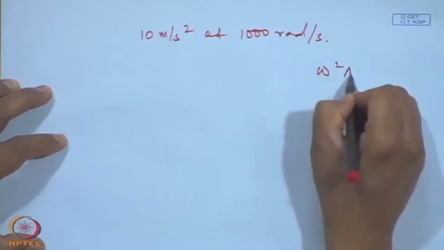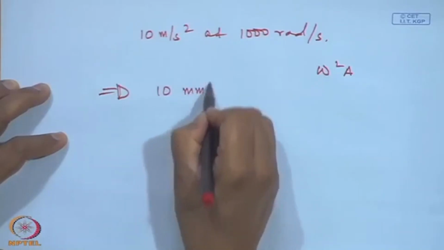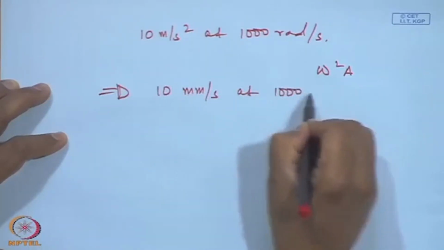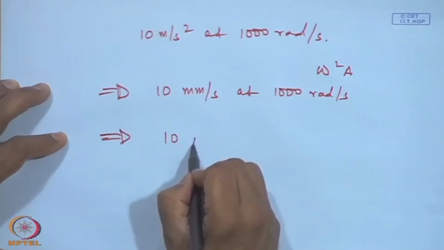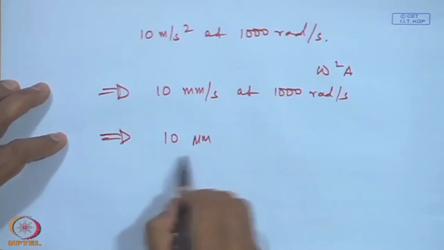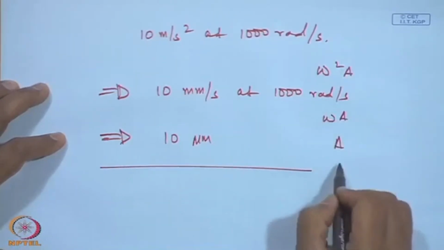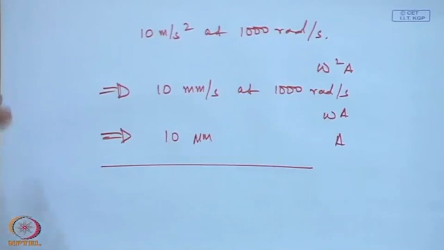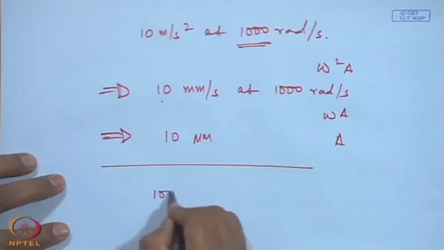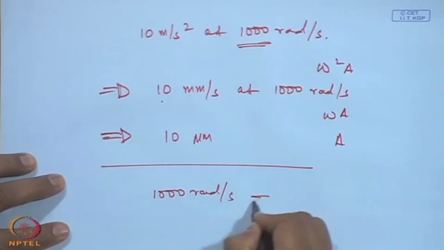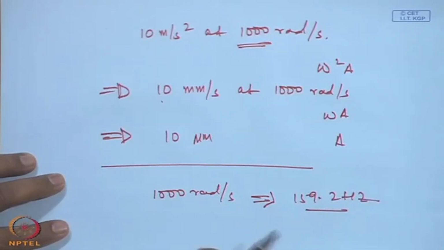Now, omega square a is the acceleration. So, this will boil down to 10 millimeters per second at 1000 radians per second, or 10 micron of displacement, because of the relationship omega a, omega square a and omega. So, this is a handy rule, and it is very easy to remember 1000. Actually, 1000 corresponds to 159.2 hertz, and that you can see in any FFT analyzer. Okay.